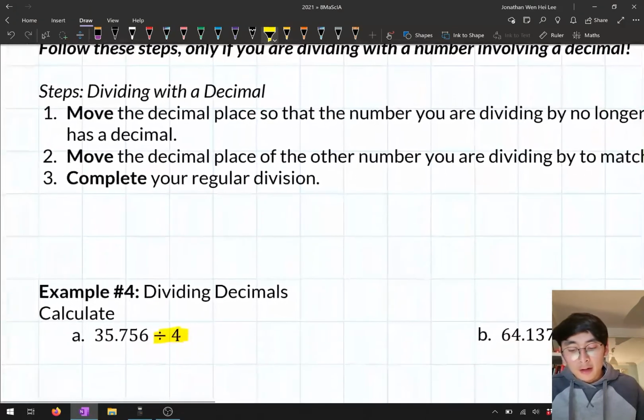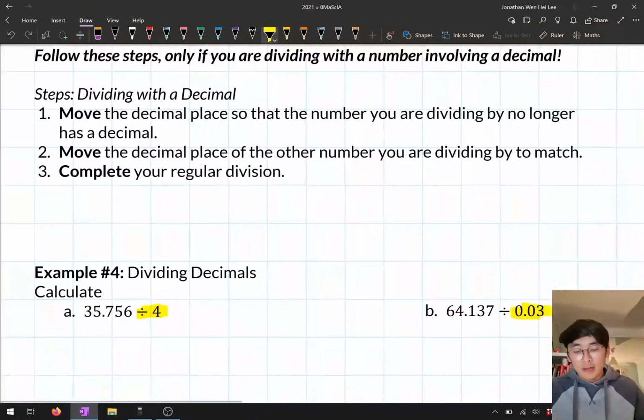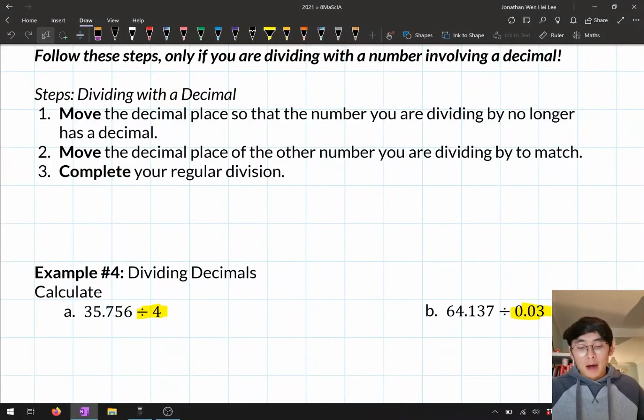So, dividing with a decimal. First step, move the decimal place so that the number you're dividing by no longer has a decimal. So we're going to just move the decimal point so that we don't have a decimal point anymore in our divisor. Then we want to move the decimal place of the other number that we are dividing to match it. Then we complete our regular division.